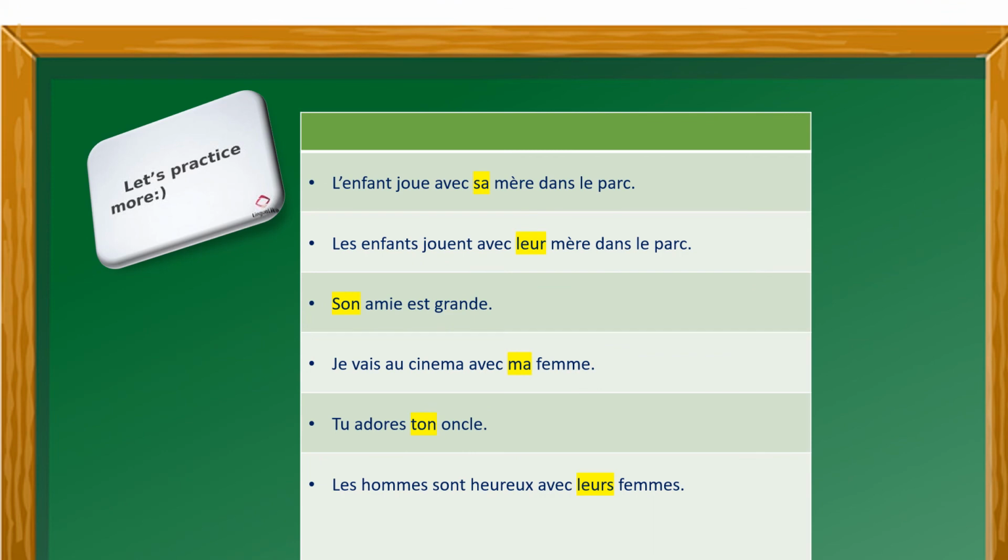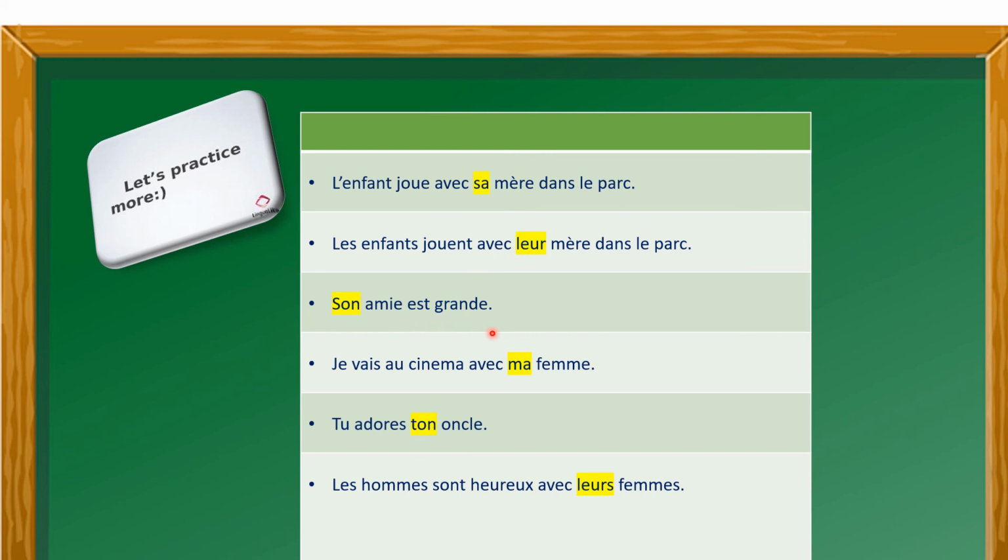Let's practice more. L'enfant joue avec sa mère dans le parc. The child is playing with his mother in the park. Though the child word is masculine, again we are using it according to the noun that follows, that is sa. Mother is feminine. Les enfants jouent avec leur mère dans le parc. The kids are playing with their mother in the park. I have not written here mothers, I have just written mother, singular. That's why I have picked leur.